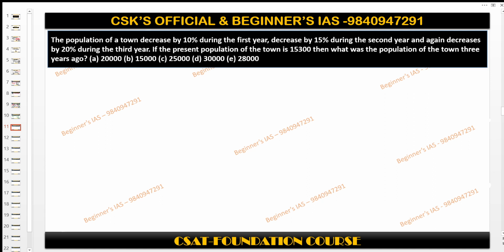The population of a town decreases by 10% during the first year, decreases by 15% during the second year, again decreases by 20% during the third year. If the present population of the town is 13300, then what was the population of the town 3 years ago? But when you are applying PCG, here you have to be very careful.